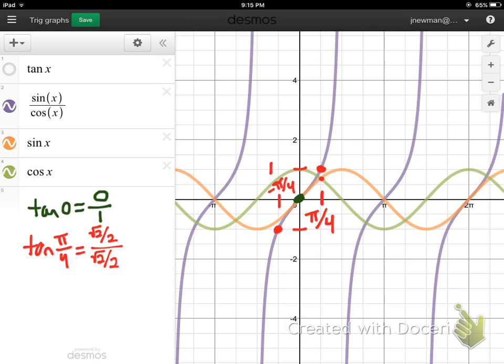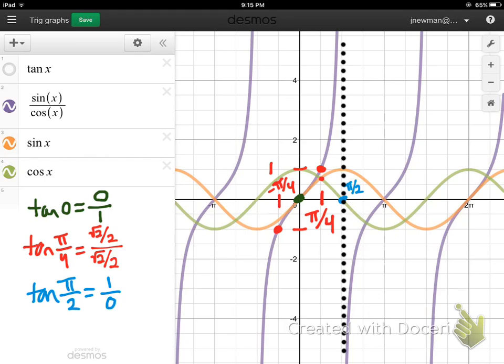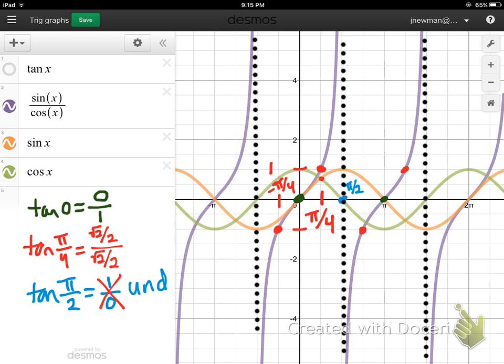The next important point, or non-point rather, is looking at pi over 2. There's an asymptote there, as you can see from the graph, and the reason that asymptote is there is because now cosine is 0. Well, cosine is the denominator, so you get that tangent of pi over 2 equals 1 over 0. But we can't divide by 0, so we say that's undefined. Once you get those features of the graph, the rest of it is just the same repeated pattern over and over, along with all those asymptotes, and it becomes very easy to graph.